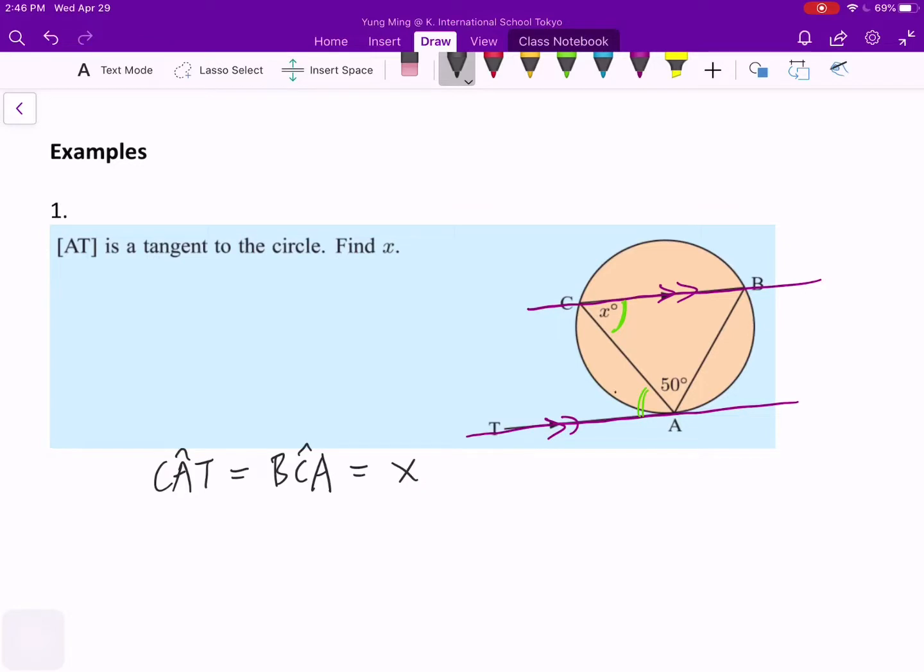Right? Both of them are the same, so you'll call this x as well. The reason behind that is because we have alternate angles. And second, we will make use of the theorem that we use today.